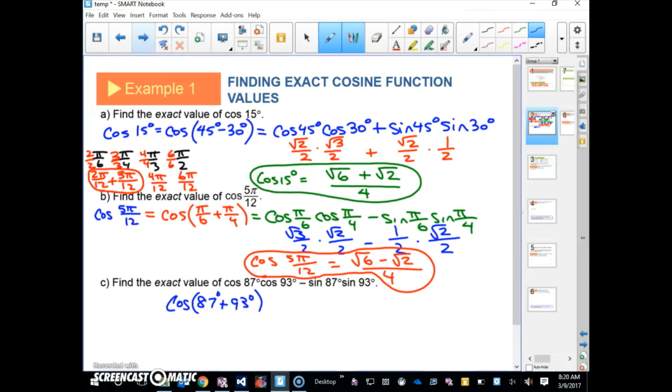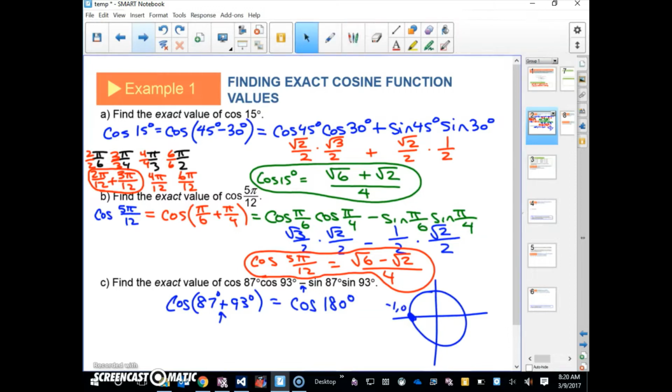I used the exact same formula. I just used it backwards. I noticed this minus sign indicated that I was going to have a plus right here. So 87 plus 93 is what? 180? I'm looking at cosine 180 degrees. You should know this. Okay? 180 degrees puts us over here. I'm looking at the x coordinate of that point over there at 180 degrees. Here's 180 degrees. The x coordinate is -1.